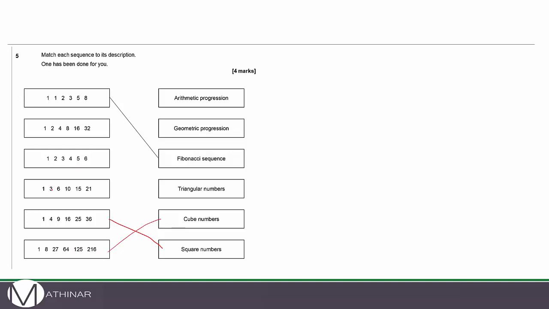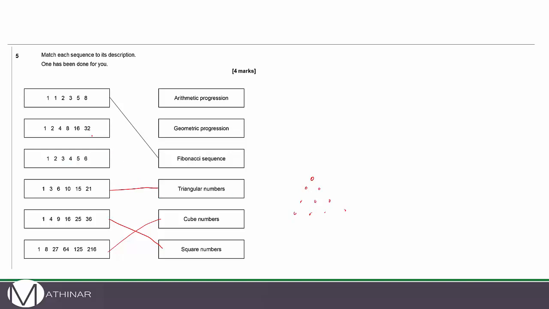Okay, now 1, 3, 6, 10, 15, 21. These are your triangular numbers. 1, 3, 6, 10. So these are my triangular numbers. So now we're left with this one and this one.